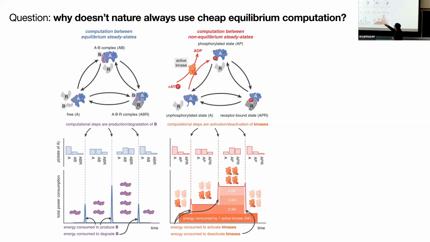And I can do another step of computation. I produce even more B, I reach another steady state, I turn it on even more, and then maybe I degrade B and turn it off. Now, in every one of these computational steps, the y-axis here is the power consumed. So what's happening is that at each computational step, I have to use energy to produce or degrade B, and so there's some transient power that is being dissipated or consumed to do that.